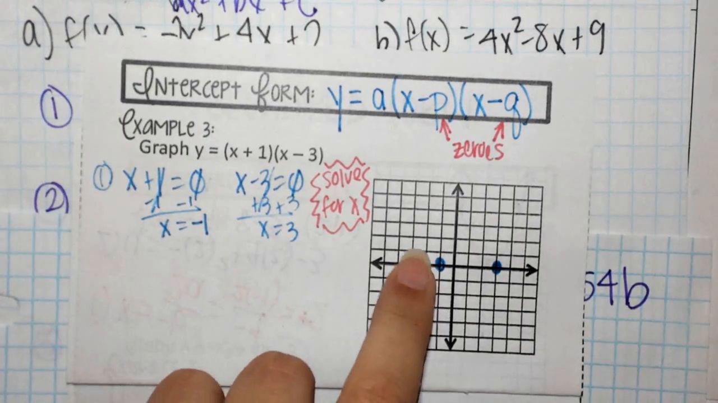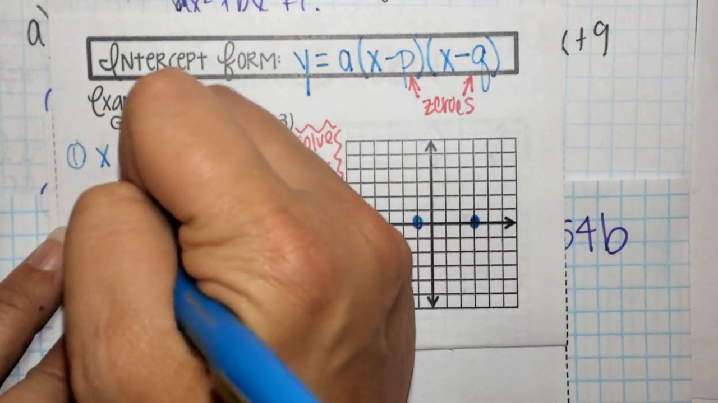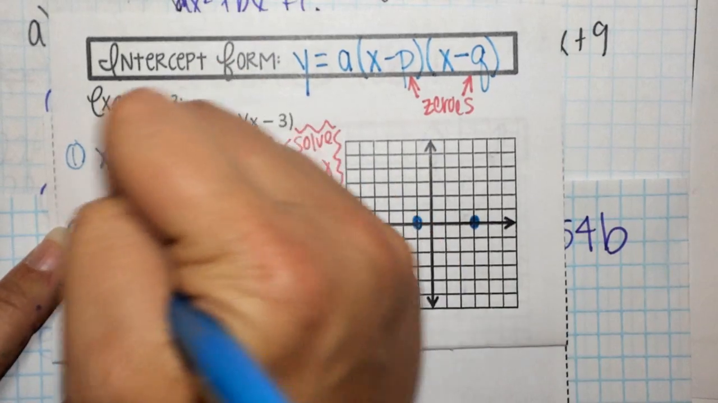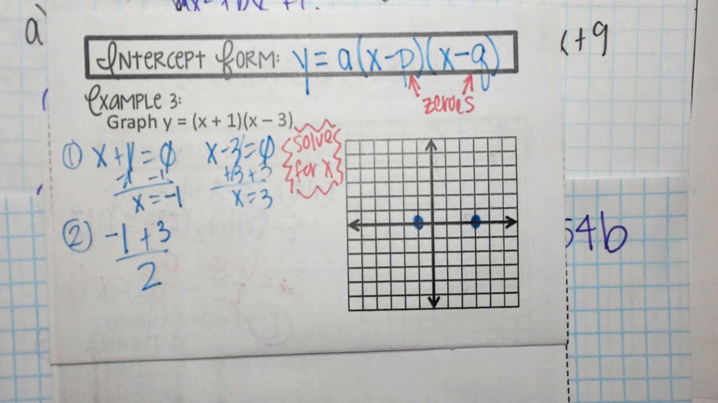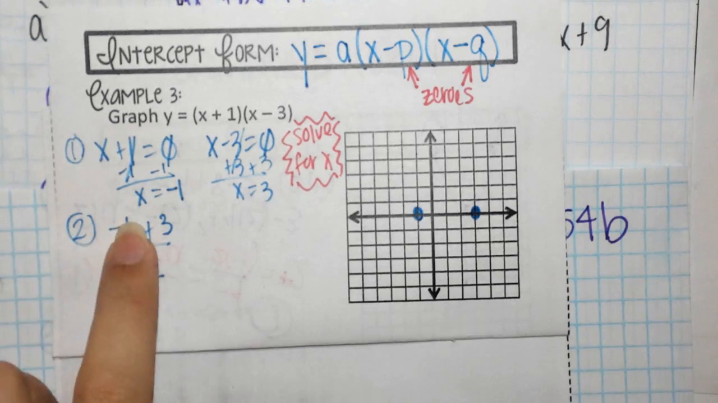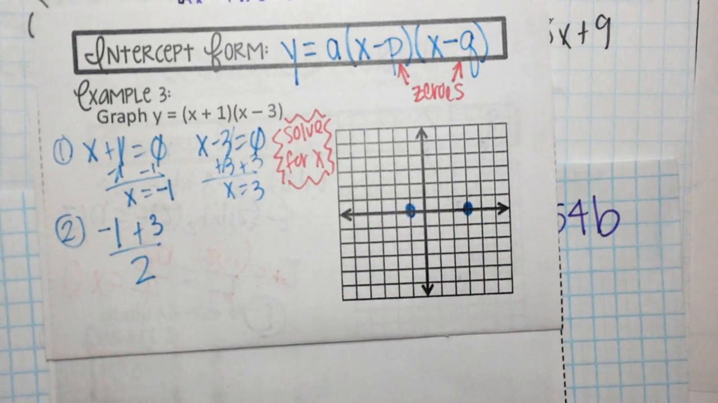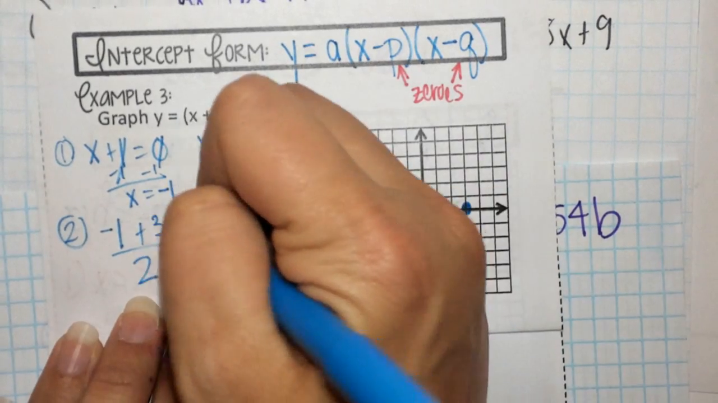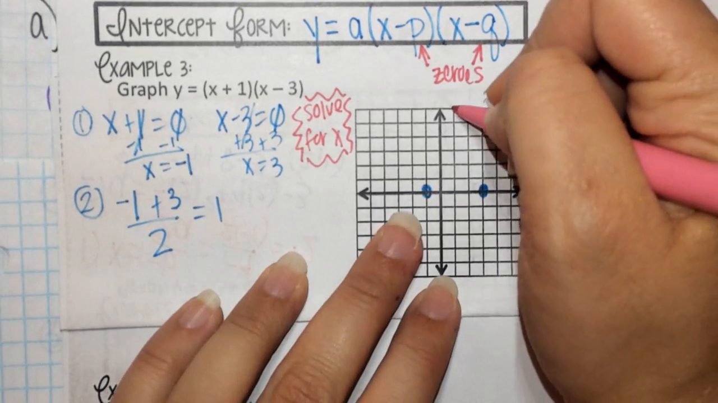Alright, so step 2, you have to find the middle. To do that, you do negative 1 plus 3, and you divide it by 2. You take your zeros, add them together, divide by 2. That's all you do, because it's halfway, right? Cutting it in half is dividing by 2. What's negative 1 plus 3? 2. What's 2 divided by 2? So where's your axis of symmetry? Now, I want you to draw your dotted line at 1.